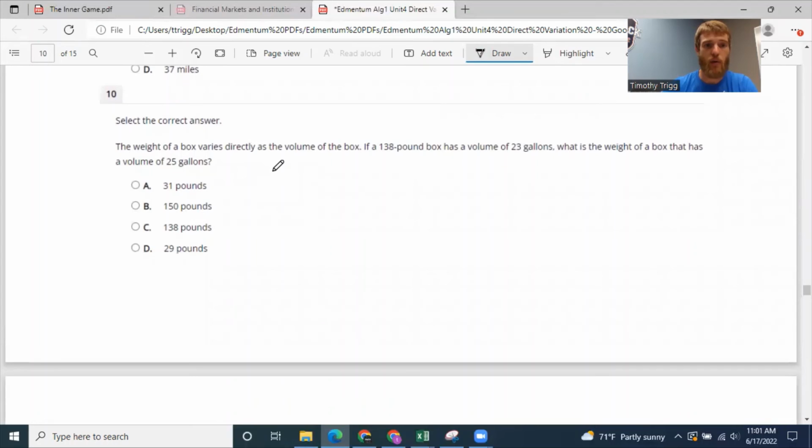The weight of a box varies directly as the volume of the box. If a 300-pound box has a volume of 23 gallons, what is the weight of a box that has a volume of 25 gallons? Okay, so 138-pound box. We're going to write it the other way, where the gallons will be the independent variable. So 23 gallons weighs 138 pounds. What about a 25 gallon? Well, what's the multiplier here, right?